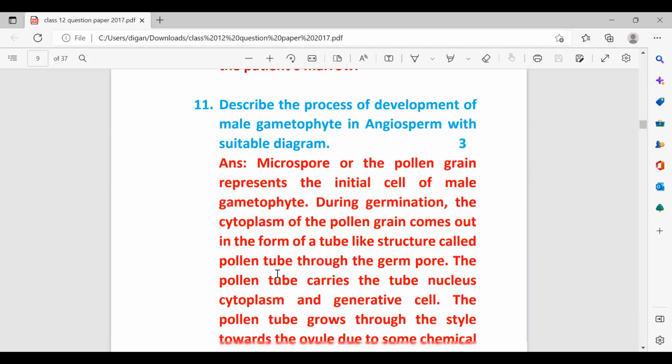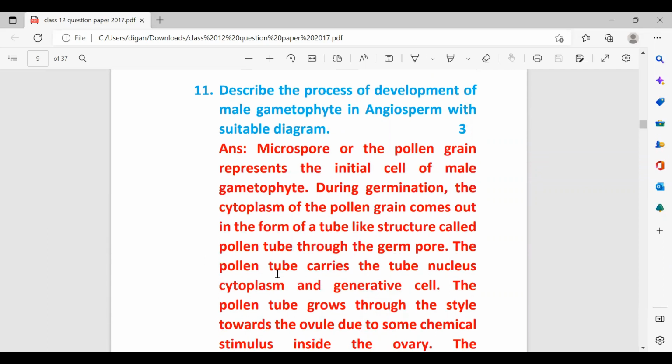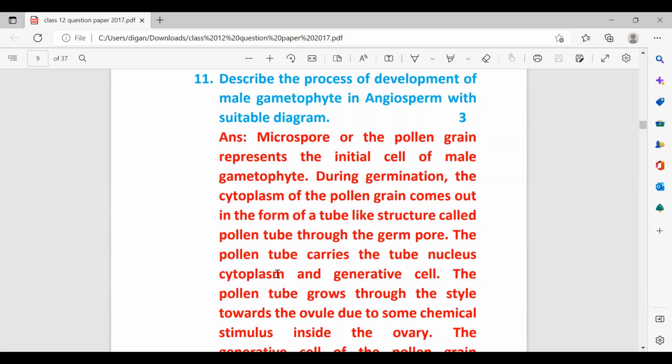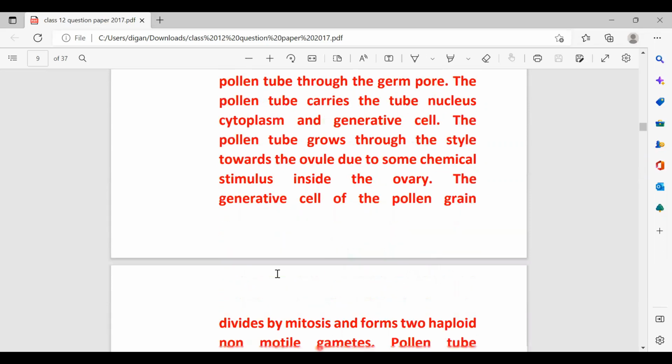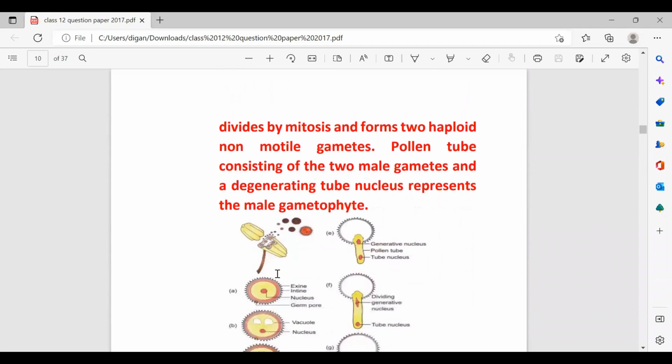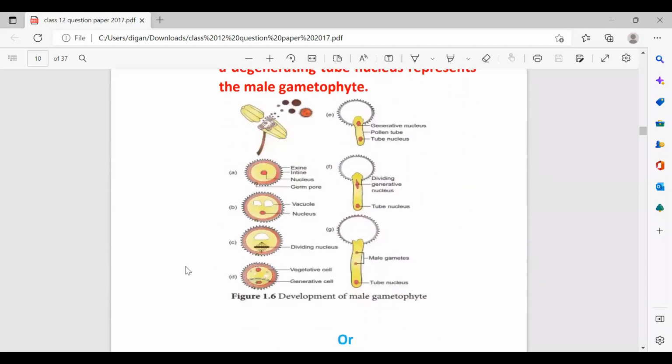Next, describe the process of development of male gametophyte in angiosperm with suitable diagram. So, the microspore or the pollen grain represents the initial cell of the male gametophyte. Here I am showing the explanation, and a diagram is this. Diagram means this is the mature anther. From here, the male gametophytes are released.